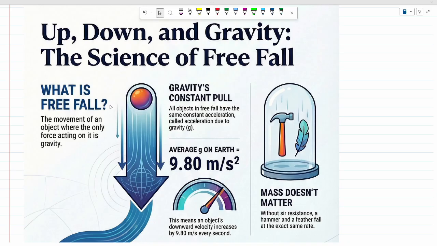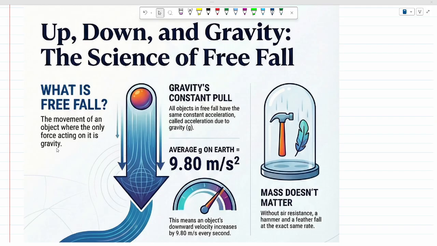What is free fall? It's what we describe a movement or an event happening where an object moves under the influence of gravity alone. The movement of an object where the only force, which we'll talk about next week, acting on it is gravity. This has certain implications.